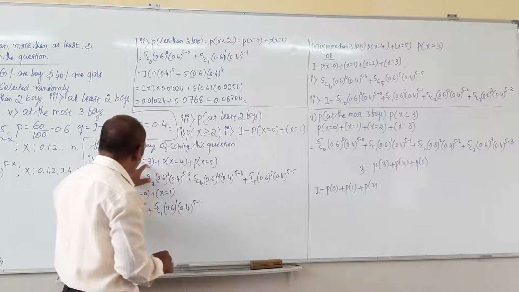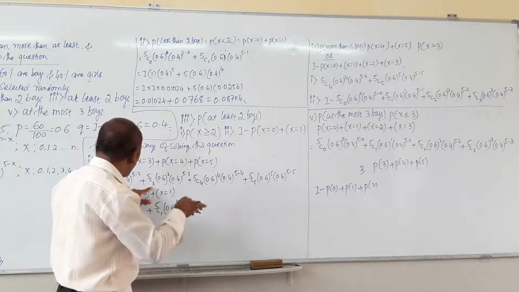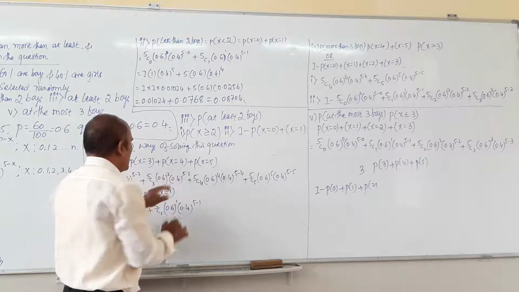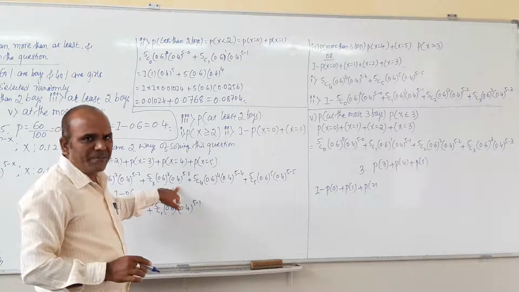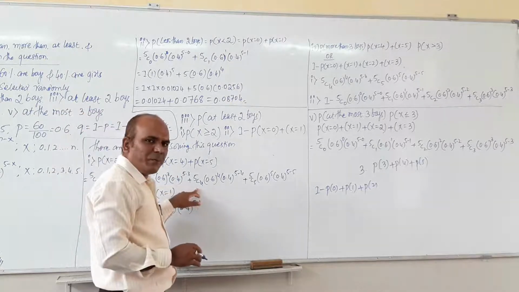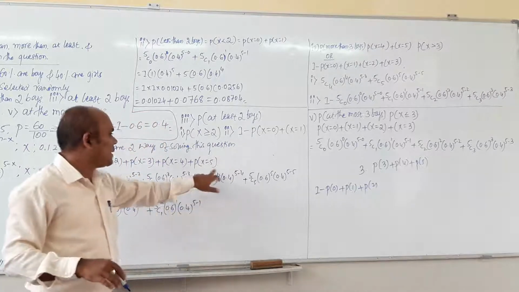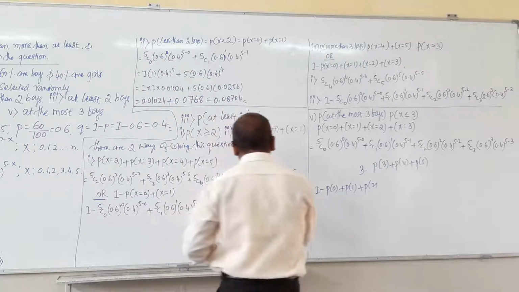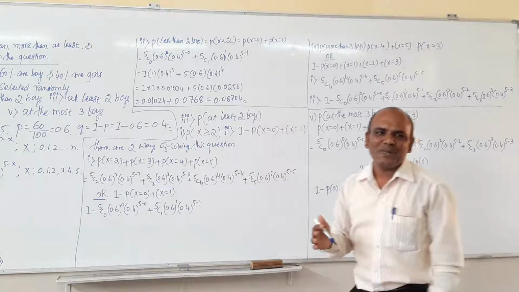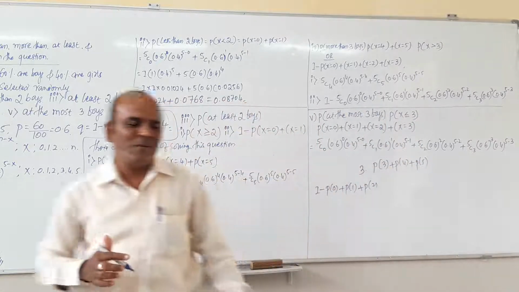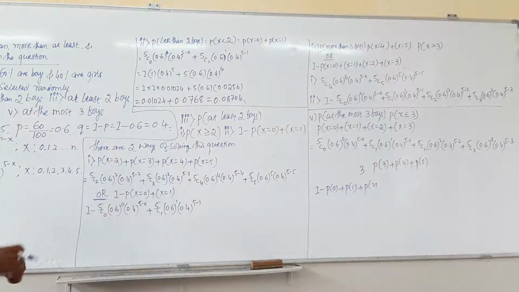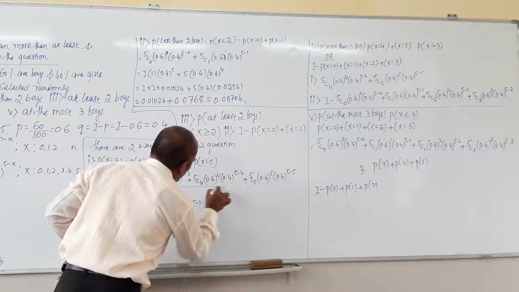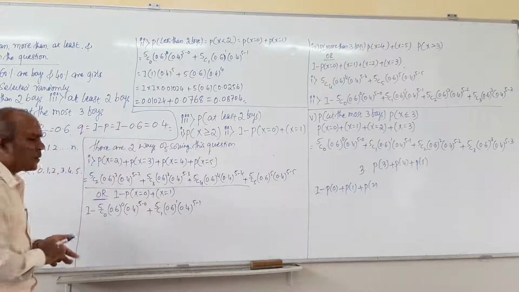Then we have to put 3 in the place of x. So 5c3, 0.6 raised to 3, then 0.4 raised to 5 minus 3, then 5c4, 0.6 raised to 4, then 0.4 raised to 5 minus 4, then the last one, 5c5, 0.6 raised to 5, and 0.4 raised to 5 minus 5. Or there may be chances this question will be solved by applying this concept also.